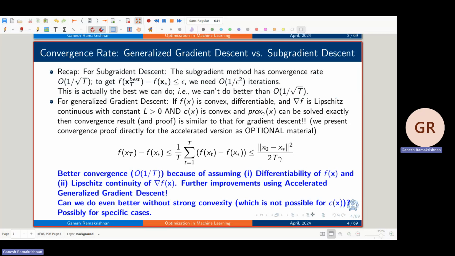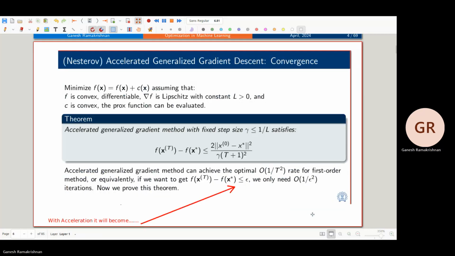Now, acceleration for subgradient is not known. What does it mean to keep accumulating gradients? The momentum part across time for subgradients doesn't make sense. So this has been a big breakthrough, by the way. Now, if you add acceleration, you'll actually get 1 upon t square. The error will shrink as 1 upon t square, which is even better.